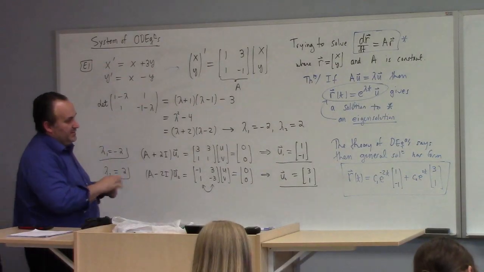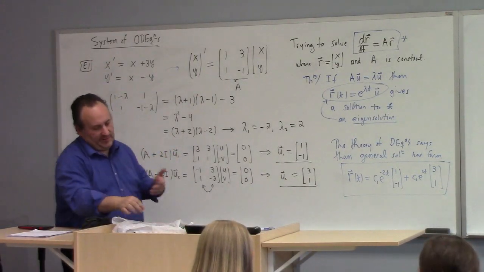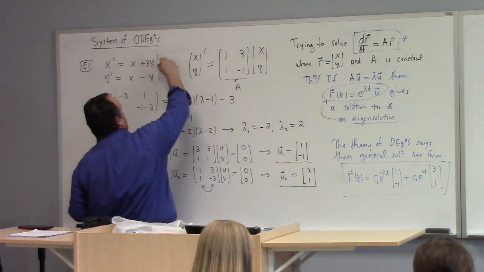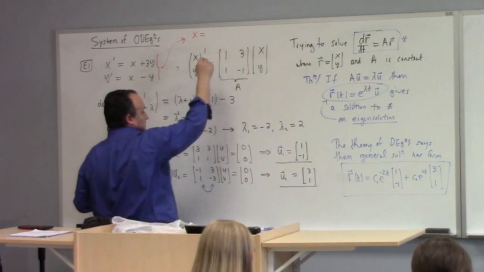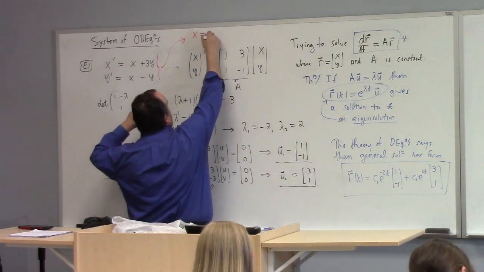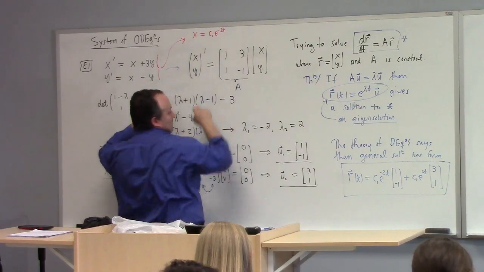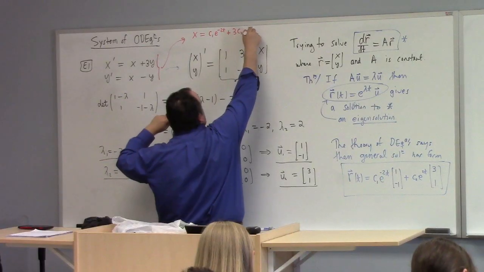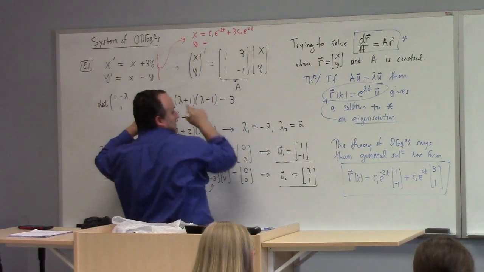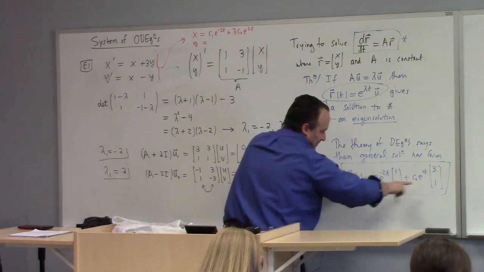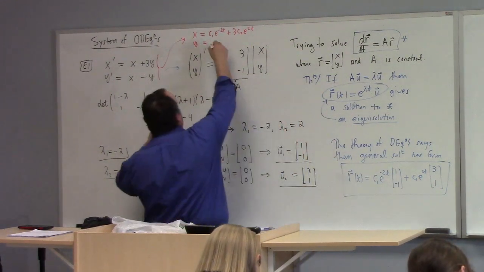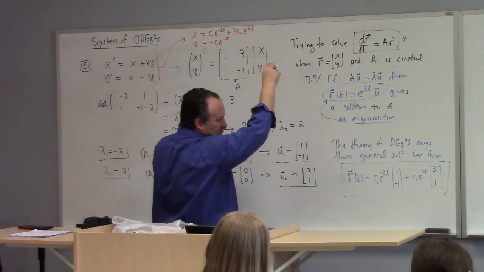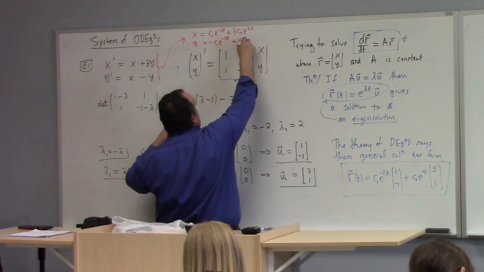Now, of course, maybe we don't like that. All right, so I like that, but that would mean that this system has the solution x equals c1 e to the minus 2t plus 3c2 e to the 2t for x, and for y, I'm just reading this out, the second component gives me minus c1 e to the minus 2t plus c2 e to the 2t.